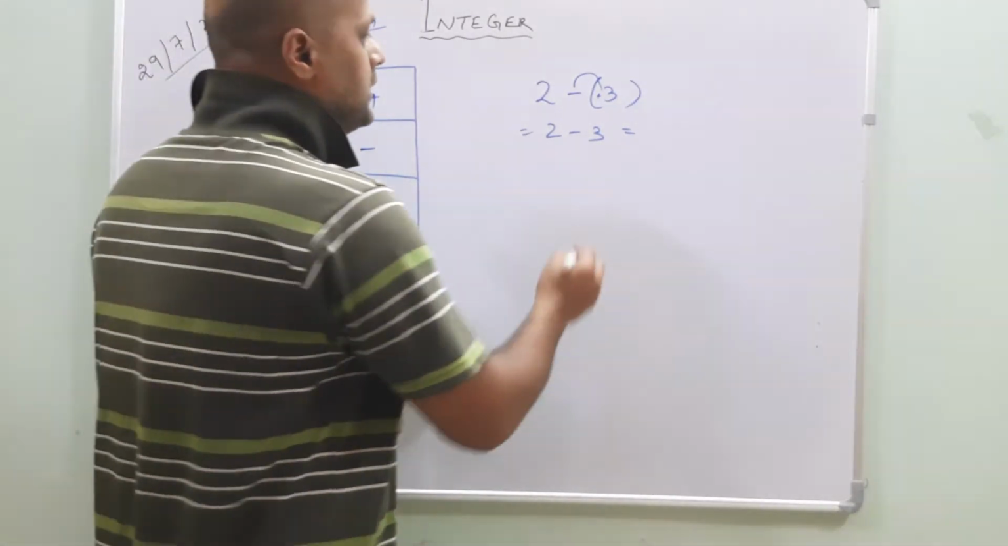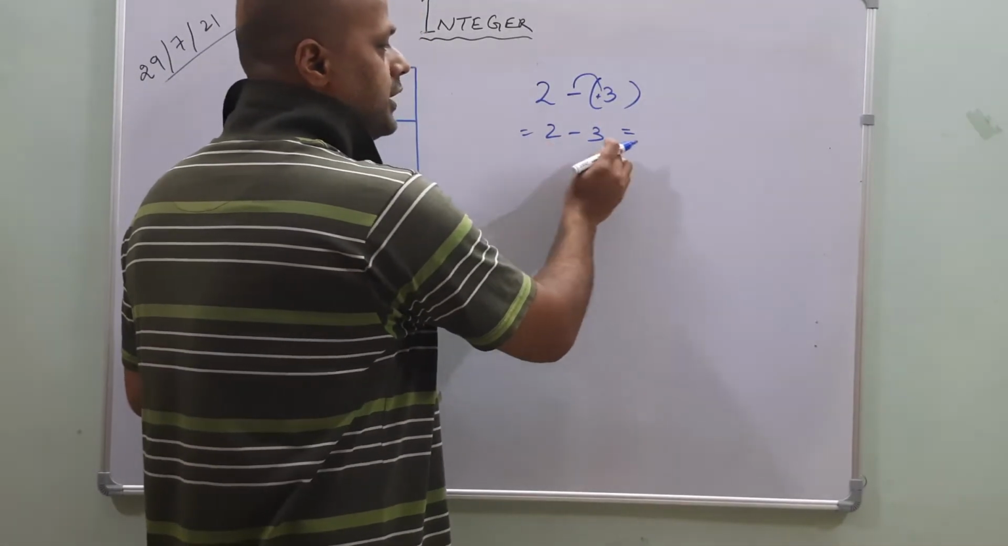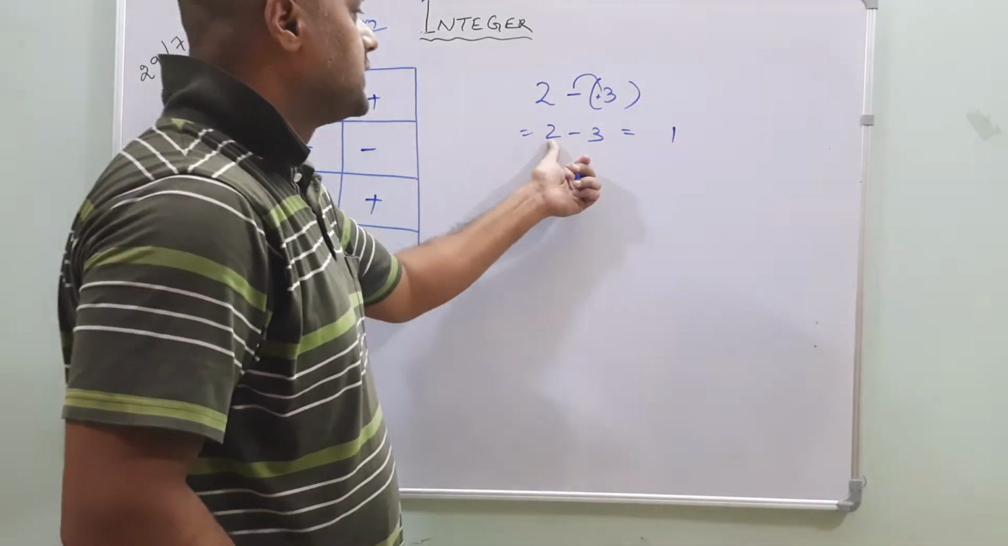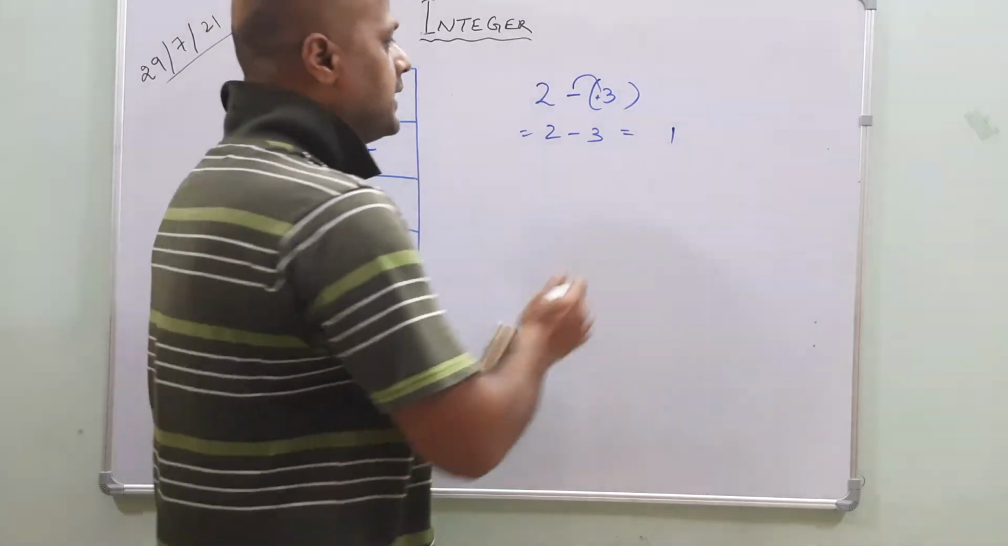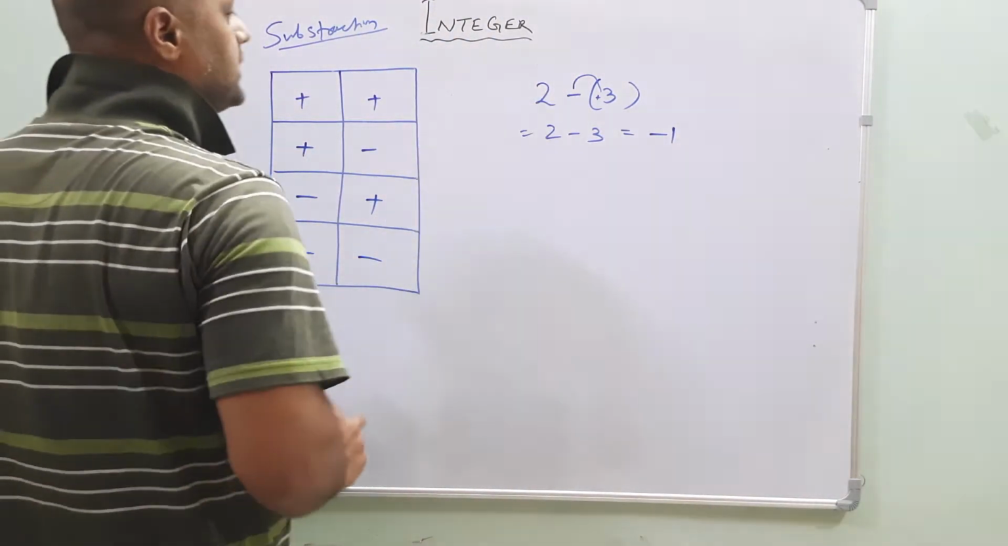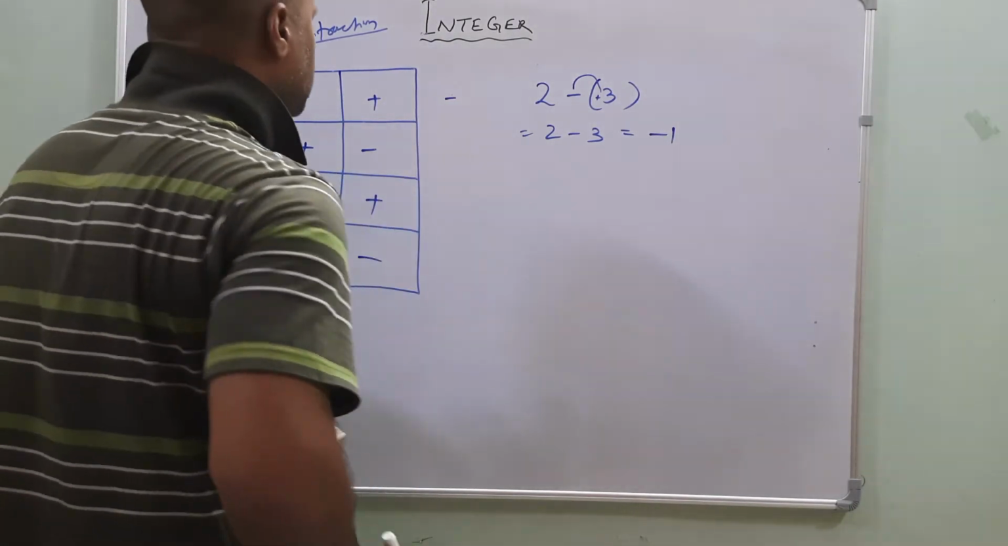Then what will happen? Subtract it. So 3 minus 2, how much? 1. What is the bigger integer's sign? It is the smaller, it is the bigger. What is the sign? Minus 1. Okay, this is the answer. So what will the result be? Here the result is minus.